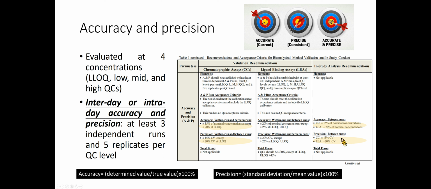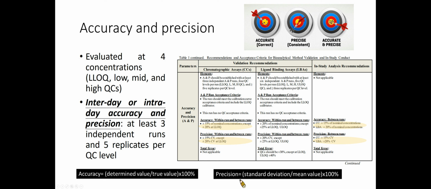Evaluating the accuracy and precision across the quantitation range during method development is essential to determine whether the method is ready for validation and involves analyzing replicate QCs at multiple concentrations across the assay range. Accuracy is defined as the determined value over the true value, and precision is defined as the ratio of standard deviation over mean.